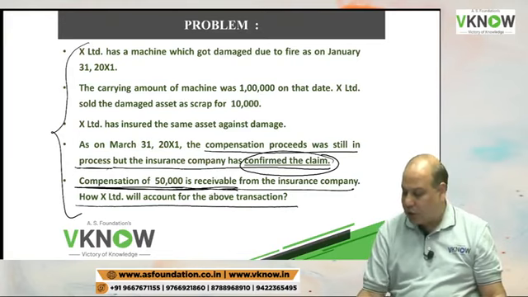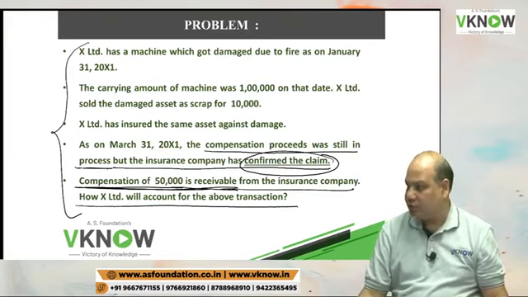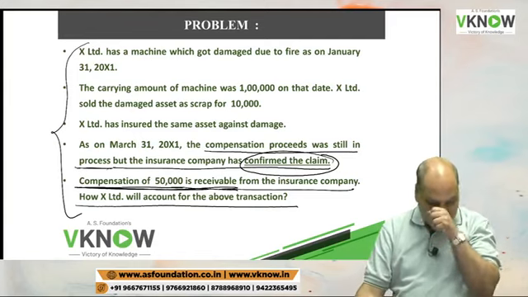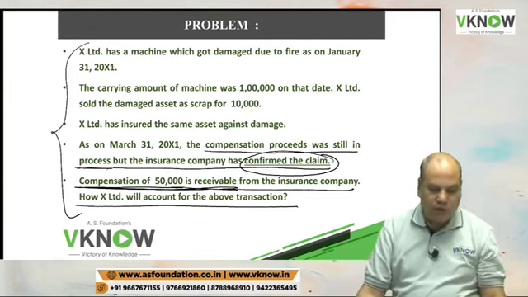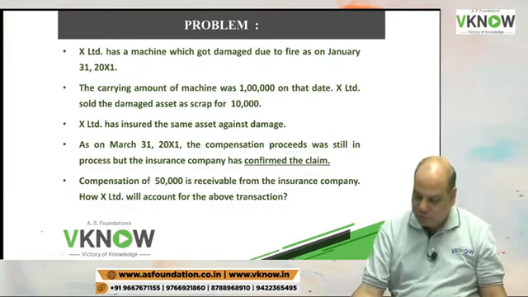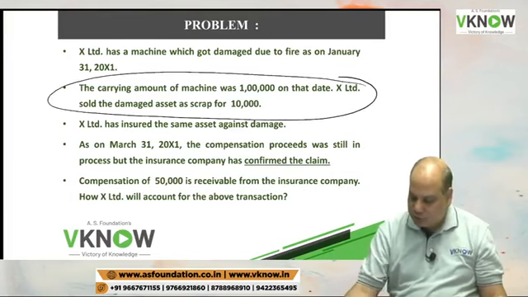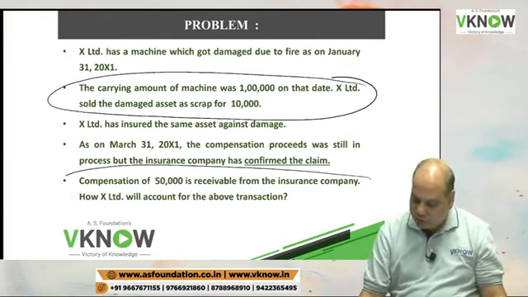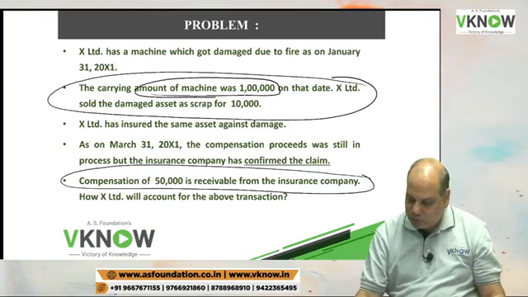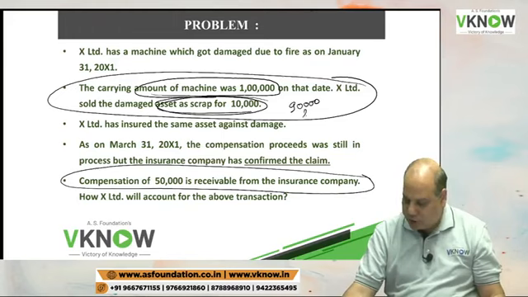How will X Limited account for the above transaction? Question is very easy. There are two things you have to record. One is loss. Machine carrying amount was 1 lakh, sold for 10,000. So 90,000 loss will be recognized.